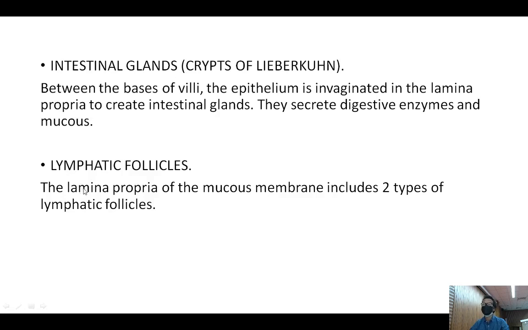Okay, there are 2 types of lymphatic follicles. One is a Peyer's patch, and one is a single follicle. Anyway, just remember that in the mucosa you'll have the intestinal glands, which are known as the crypts of Lieberkühn, and you'll also have the lymphatic follicles.